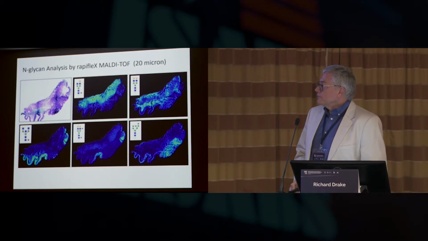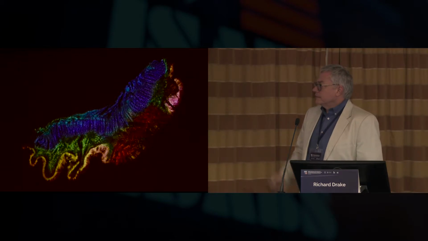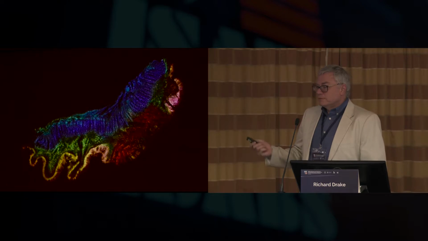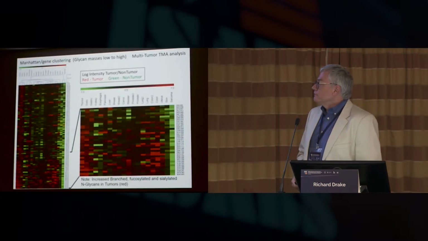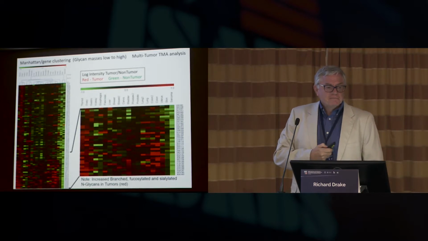We also have a Rapiflex that will get us down into the 10 micron resolution range. The other ones were more around 40 micron resolution, and you can get these kind of molecular maps. So this is a pretty picture. So what do we do with this information? There's that amazing TMA I was trying to refer to.